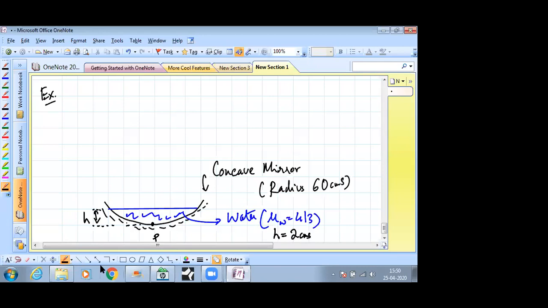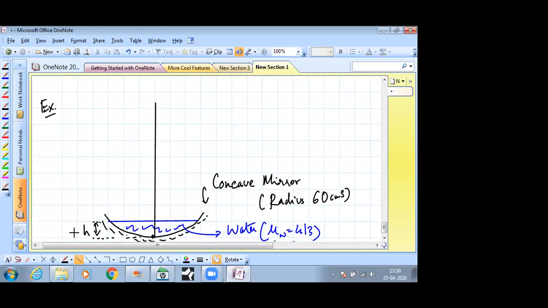Now what we want to do next is, on the principal axis, somewhere above, place a point object, or a point source of light, like a small LED bulb. Something very interesting is going to happen: the whole system, that is the water with the concave mirror behind it, is going to reflect back its light, and that reflected light should be thrown back at the object only. So the final image should coincide with the object. We have to apply that condition now.